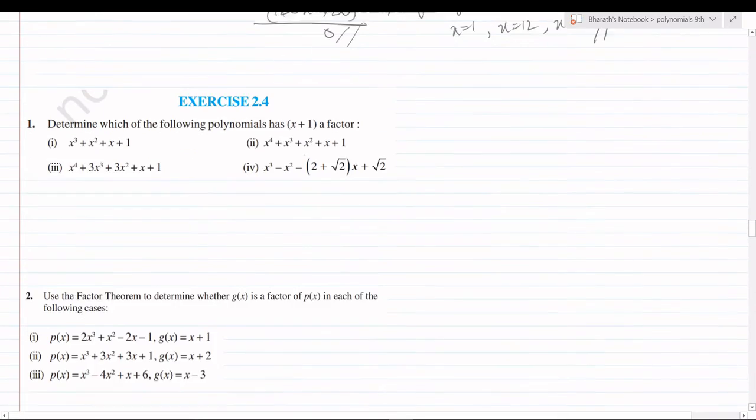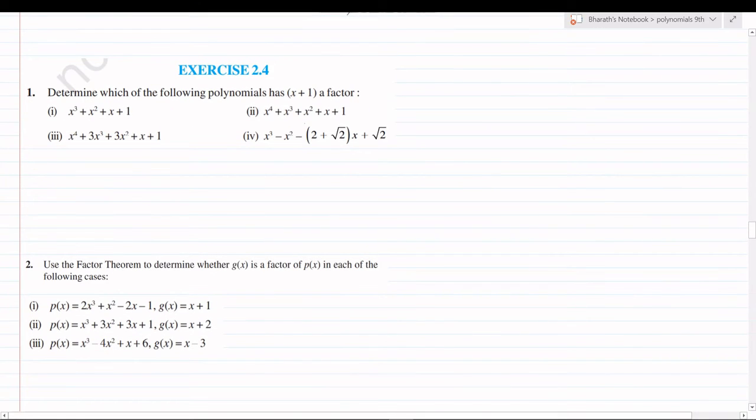Now here we go to exercise 2.4. Determine which of the following polynomials has a factor x plus 1. Same thing, x plus 1 is equal to 0. You get x is equal to minus 1. Substitute the x value in this whole equation. If you get the final answer as 0, then it is a factor. If not, then it's not a factor.